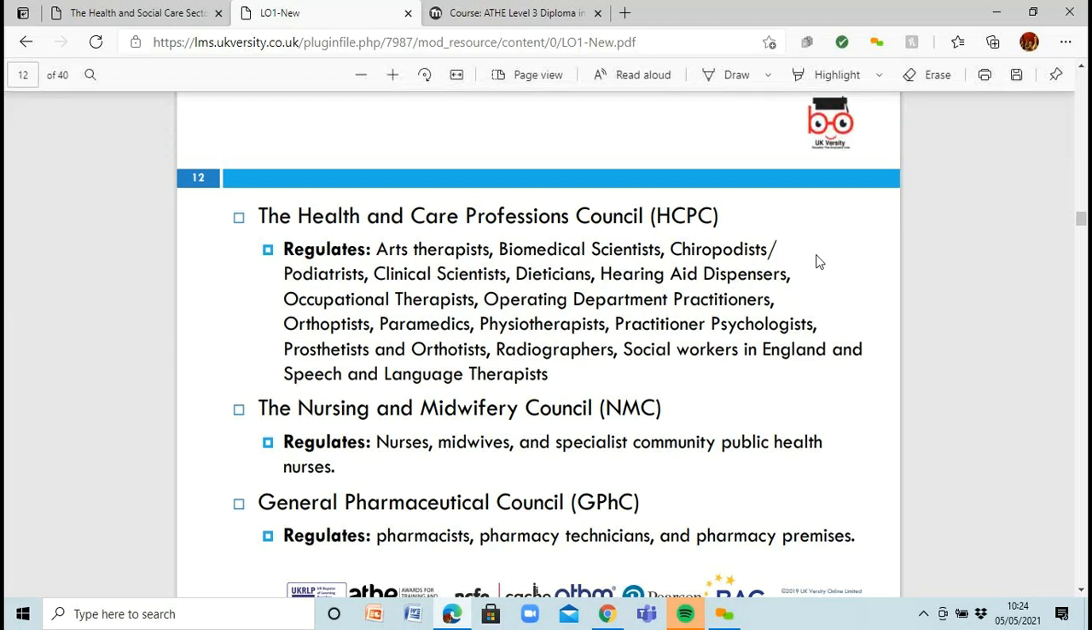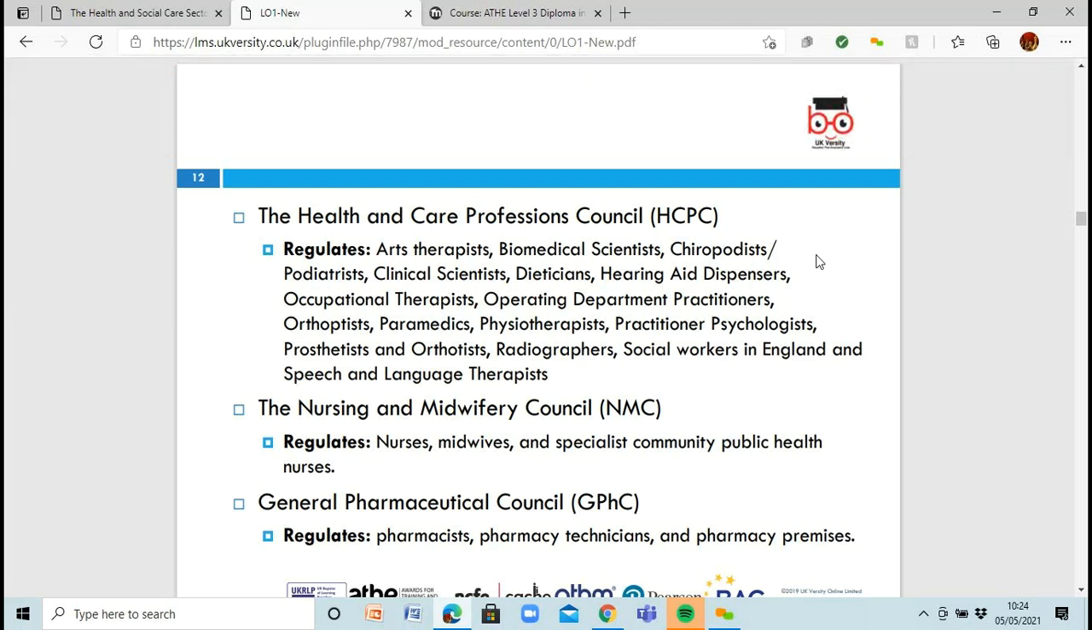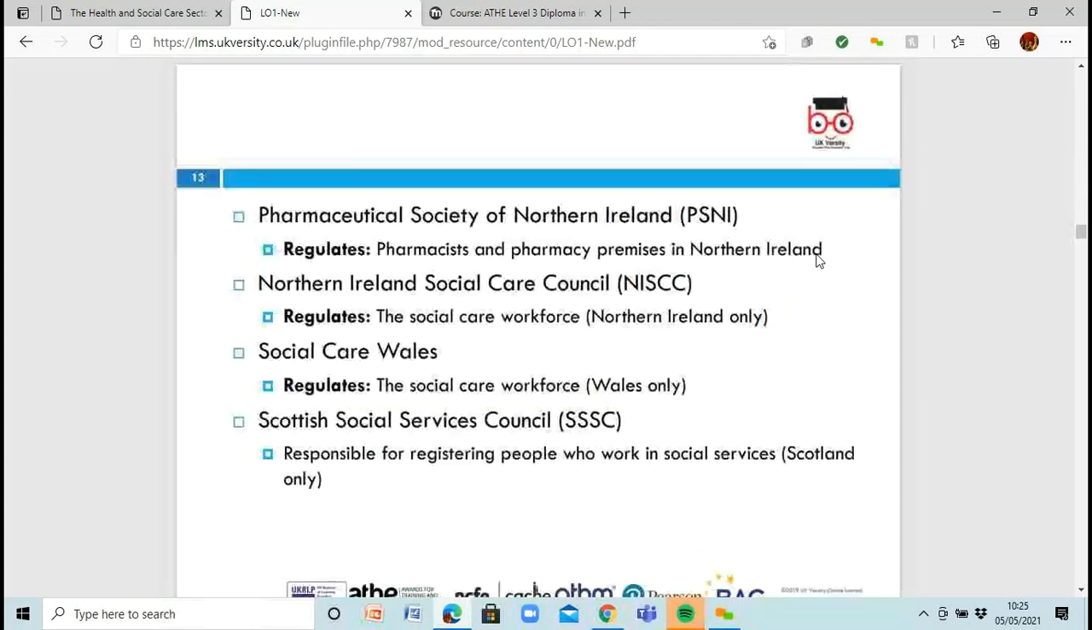They've got a very big umbrella which they focus on. Then you've got the Nursing and Midwifery Council, NMC. They regulate nurses, midwives, and community public health nurses. And then you've got the General Pharmaceutical Council, and they regulate pharmacists, pharmacy technicians, and even the premises that the pharmacy is on. So if you go into Boots and there's a pharmacy within the shop, the General Pharmaceutical Council will regulate those.